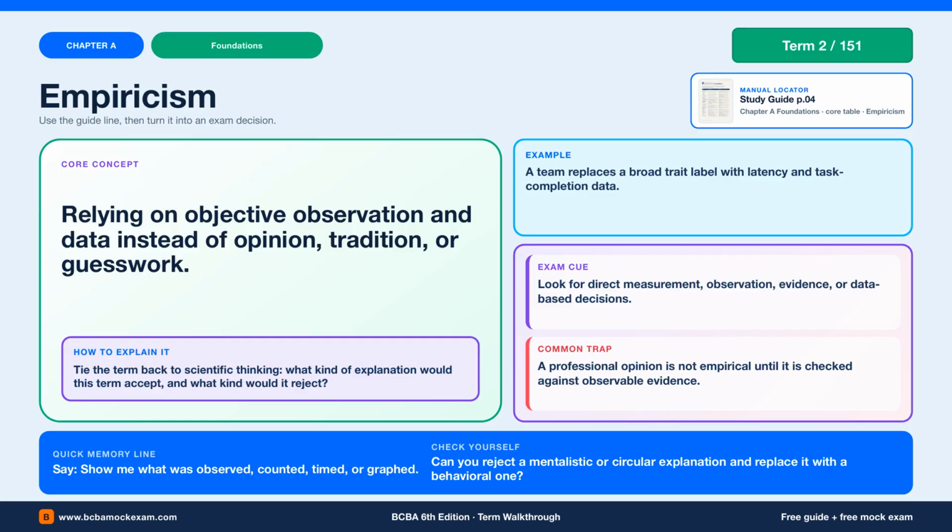The trap is treating professional opinion as evidence by itself. A professional opinion can be useful, but in ABA, the opinion has to be checked against what was observed, counted, timed, or graphed. Memory line. Show me what was observed.